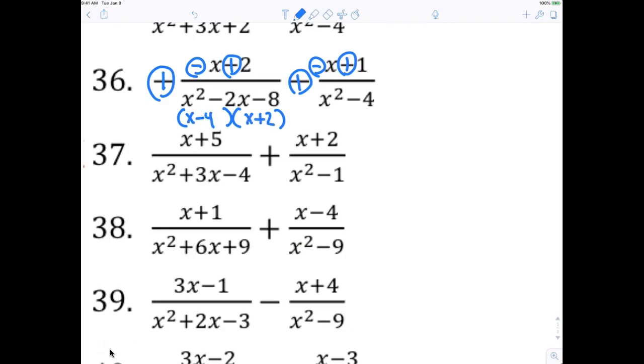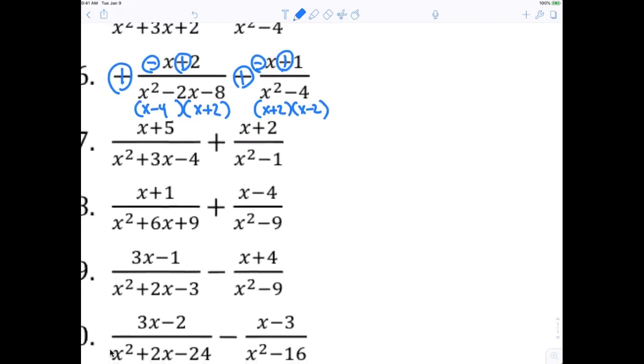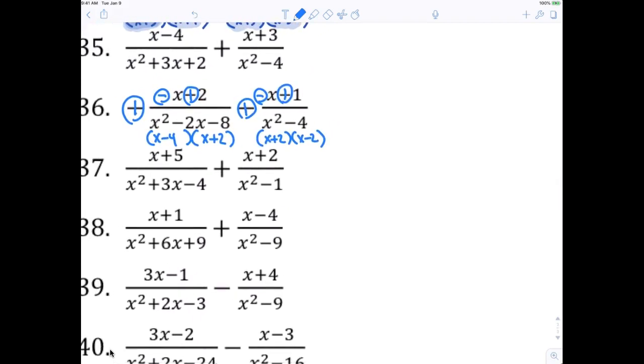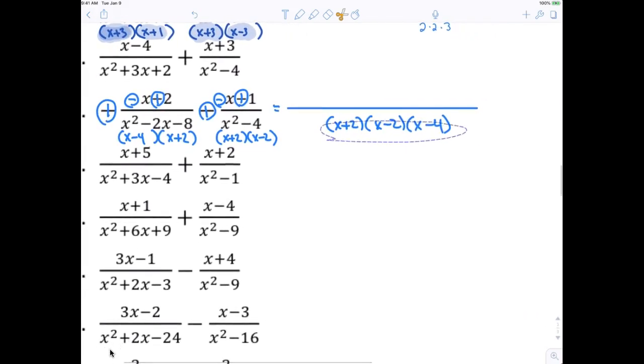Good, that's better. The second fraction, the denominator factors to? X plus 2, X minus 2. Good. Now I'm going to ask you what's a common denominator, and you should be able to rattle that off pretty quickly. Put an equal sign. Just put a big fraction bar. And the common denominator would be? X plus 2, X minus 2, times X minus 4. Now, either you know that or you don't. Anybody have any issues with why that's a common denominator?